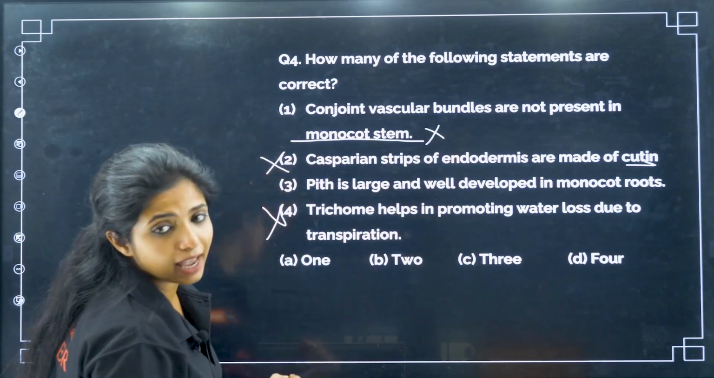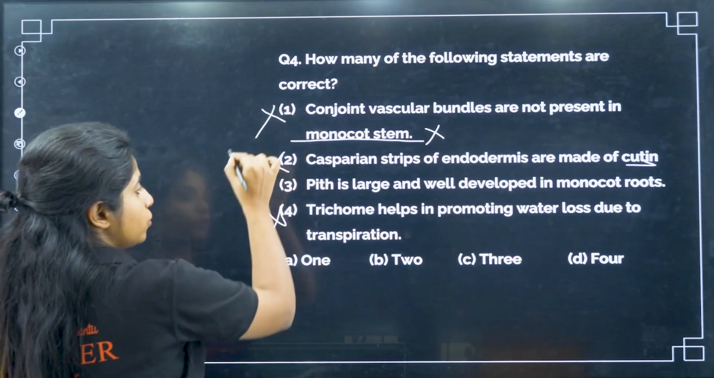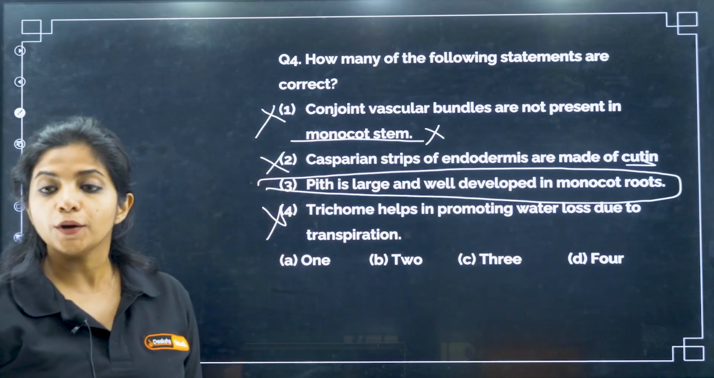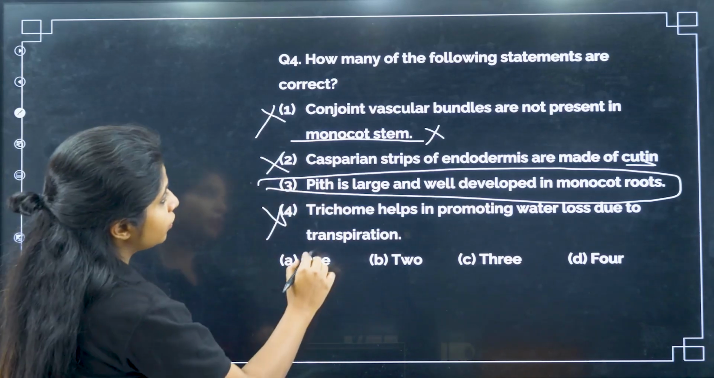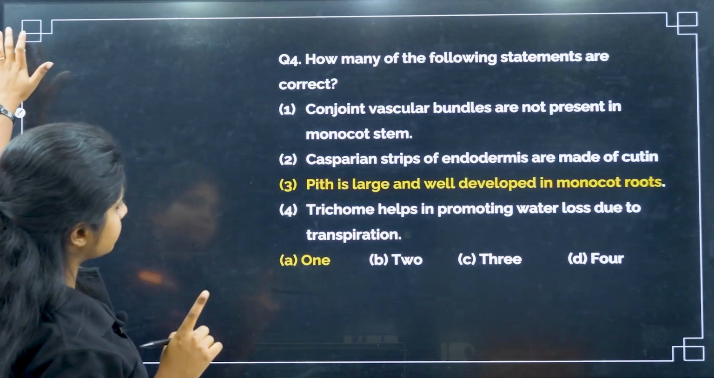That is also wrong, because xylem and phloem are actually present together in the case of monocot stem. So this is also wrong. What is correct? Only this: pith is large and well developed in monocot root. So how many of the following statements are correct? Only one of them is correct.